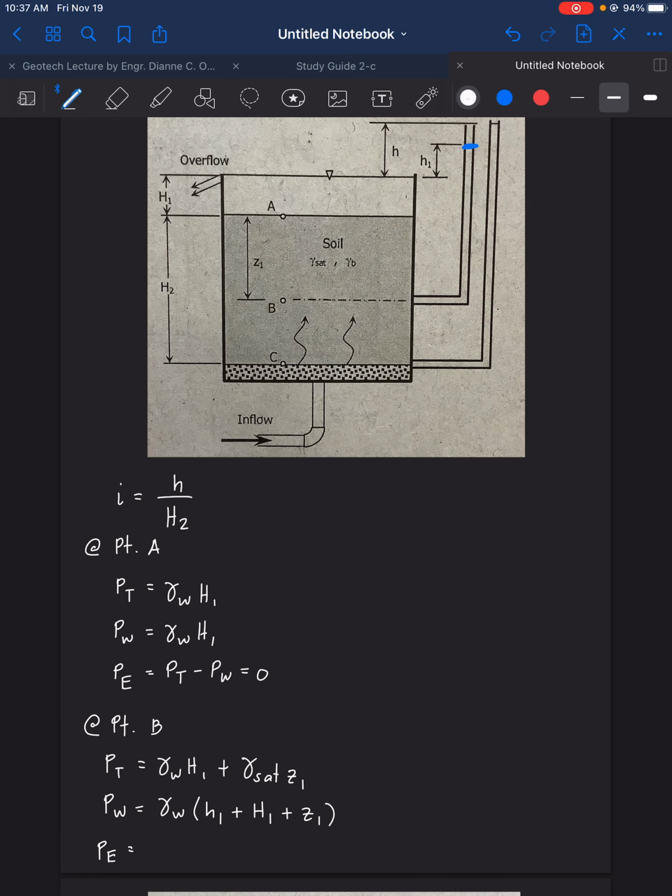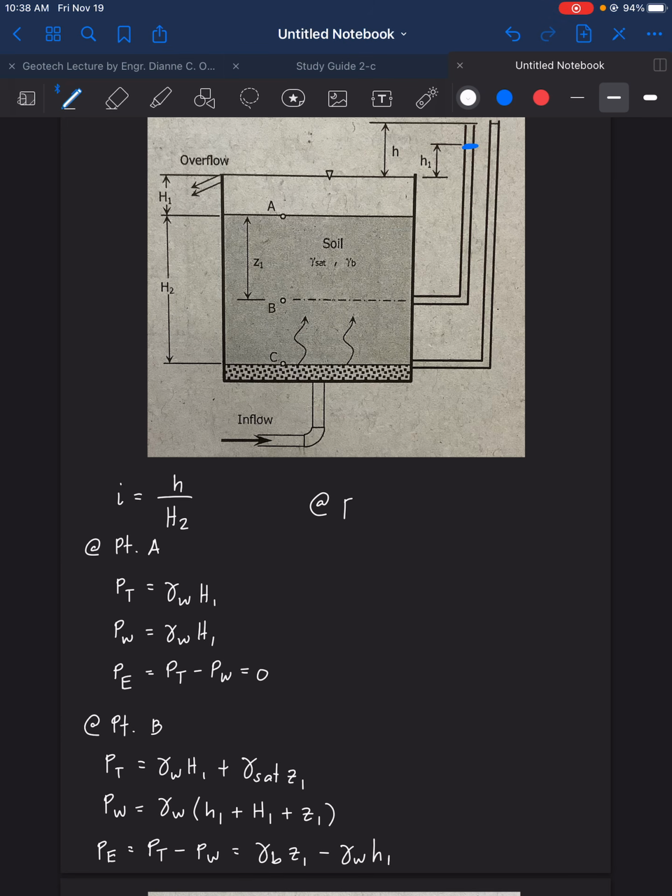Next is the P effective. So P effective is equal to P total minus the PW. Or in shortcut, we have there the gamma effective of Z1, minus gamma water h1. So we can have this as a shortcut formula in computing for P effective. So we get the gamma effective. Gamma effective is gamma sat minus the gamma of water.